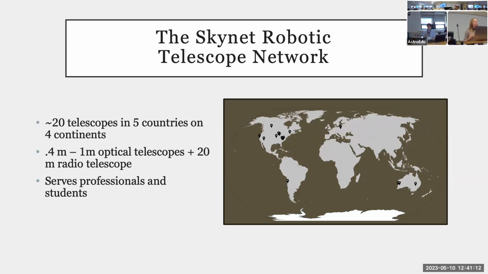Some of them are all ours, and some of them are with partner institutions where we took existing observatories and made it so that they could be on Skynet. They're roughly 0.4 meters or 16 inches up to a meter. They're optical telescopes. We have one radio telescope that we'll use in a little bit, and a couple more that are being integrated to the network.